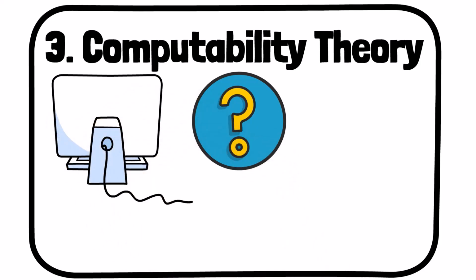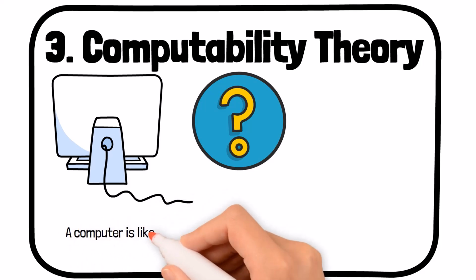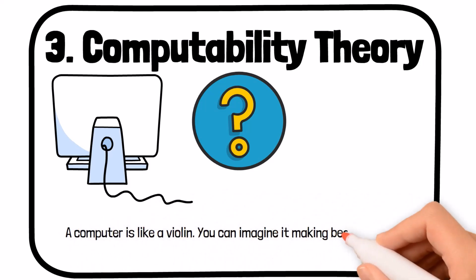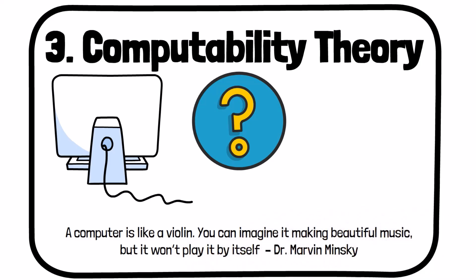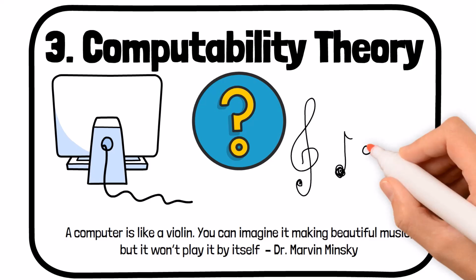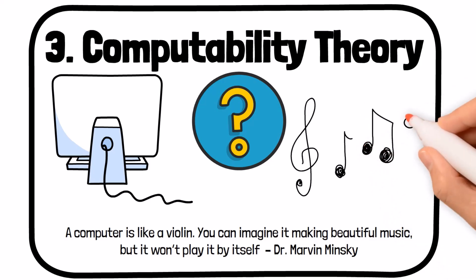A famous quote to remember, a computer is like a violin. You can imagine it making beautiful music, but it won't play it by itself. Dr. Marvin Minsky. That's why theory of computation is important. It teaches us how to write the music the computer plays.